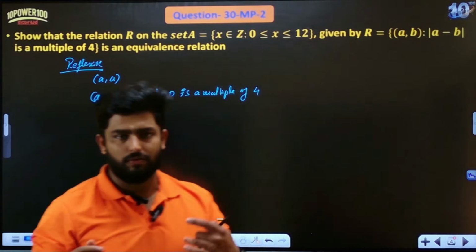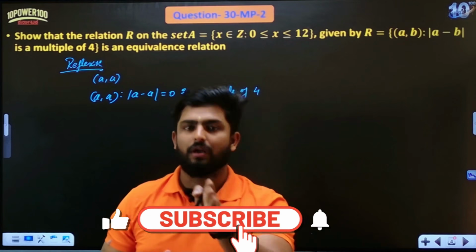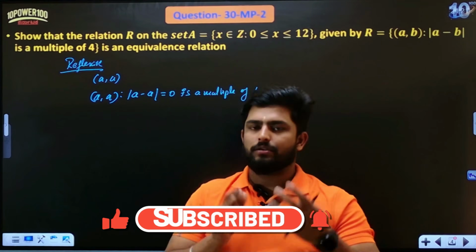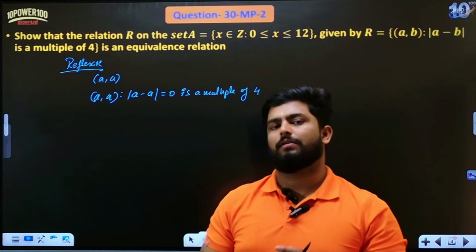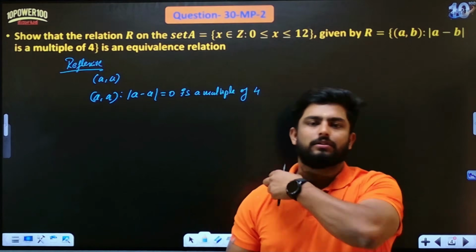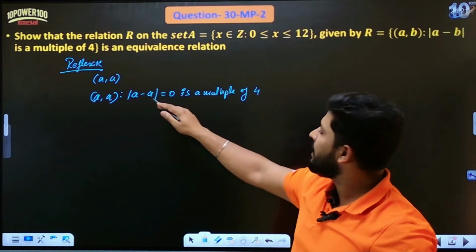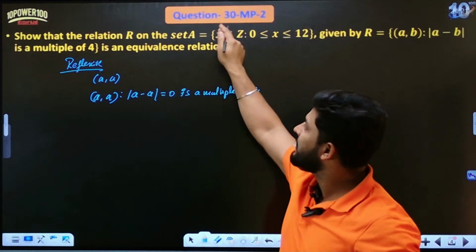So 4 ones are 4. Actually multiples of 4 start with 4, but 4 zeros are 0. So 0 can also be a multiple of any number, right? It's not only for 4, for any number you consider, 0 also comes. So 0 is also a multiple, that's why you can say that all the same element comma same element will be there in the relation.